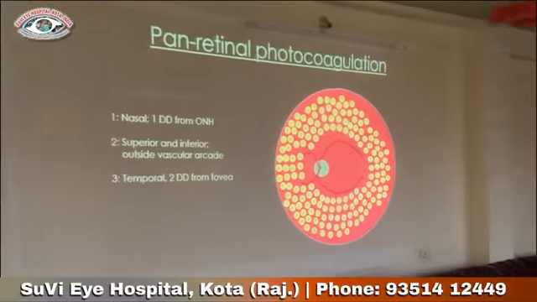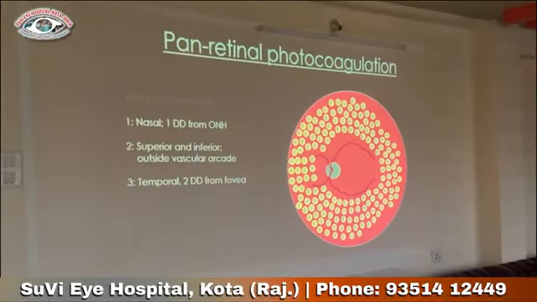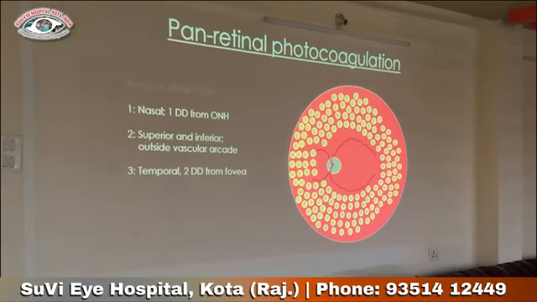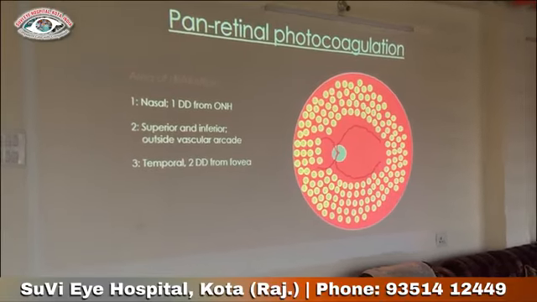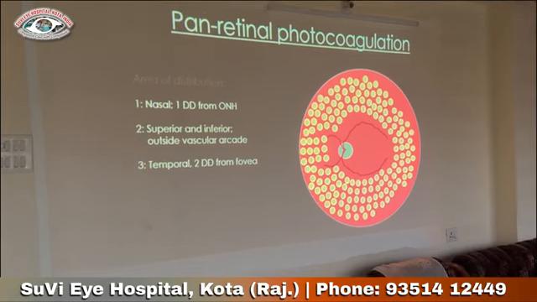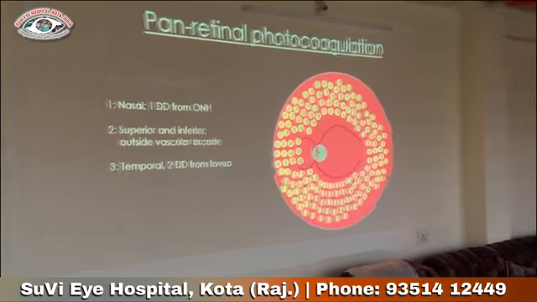Coming to the fine retinal photocoagulation, we will usually do 3 settings. The area is usually 1 to 2 disc diameters on the optic nerve head, superiorly and inferiorly outside the vascular arcade, and temporally 2 disc diameters away from the fovea.